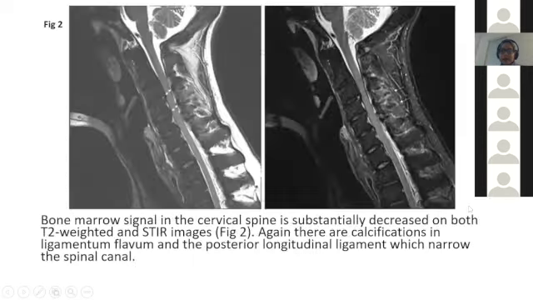Cervical spine MRI was performed. T2 weighted image on the left and STIR image on the right. It shows bone marrow signal in the cervical spine is substantially decreased in both images. And again, there are calcifications in the ligamentum flavum and the posterior longitudinal ligament, which narrow the spinal canal, as shown by the double arrows on the left.